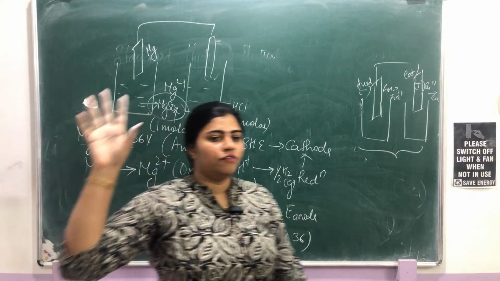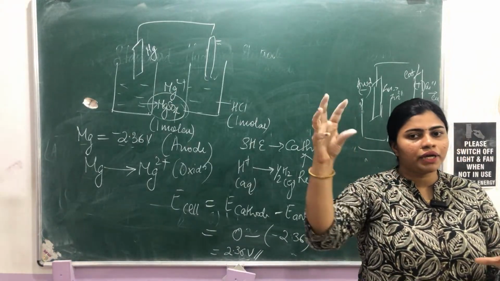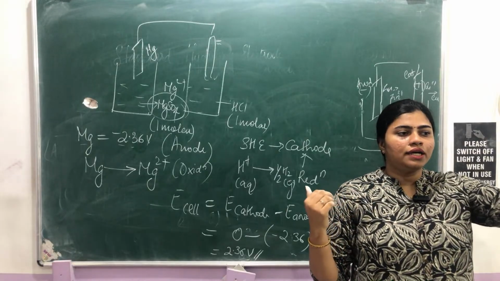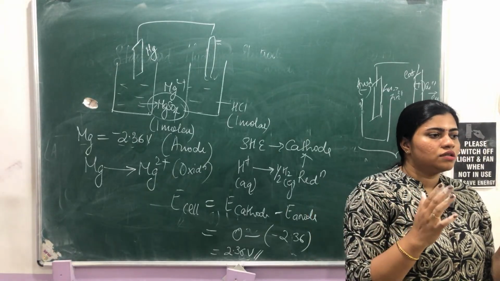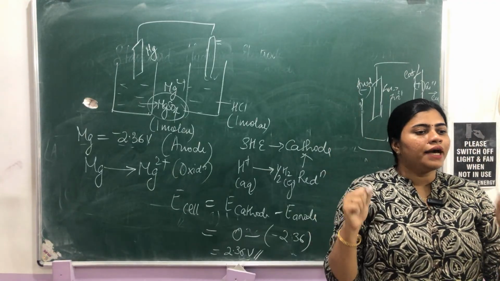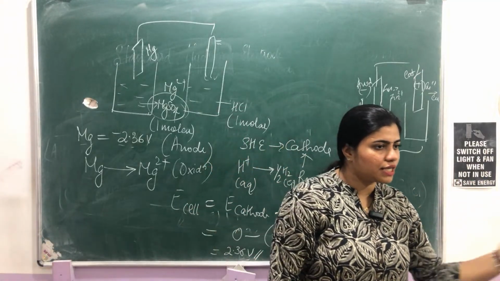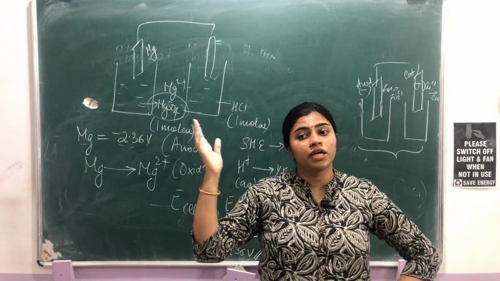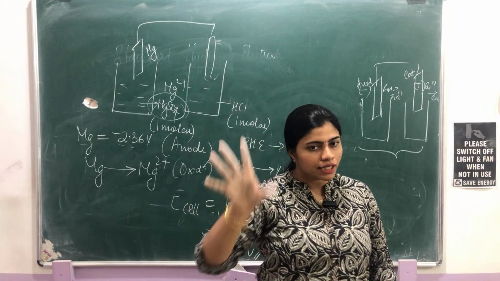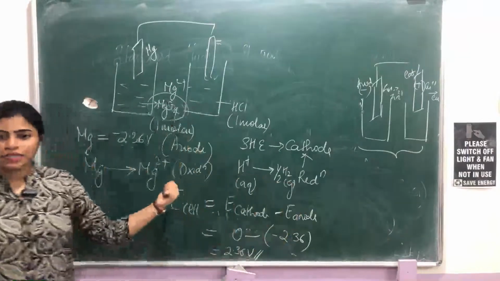Where did we start? I wanted to know what happens to the E cell where magnesium is dipped in one of the solutions, and in the other beaker we have the standard hydrogen electrode. Now I have a confusion: which should be taken as anode, which as cathode? But from the redox reaction chapter or from the reactivity table, I have the standard reduction potential value of magnesium. What is it? Minus 2.36.